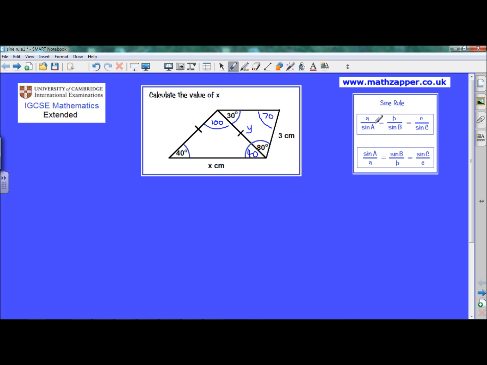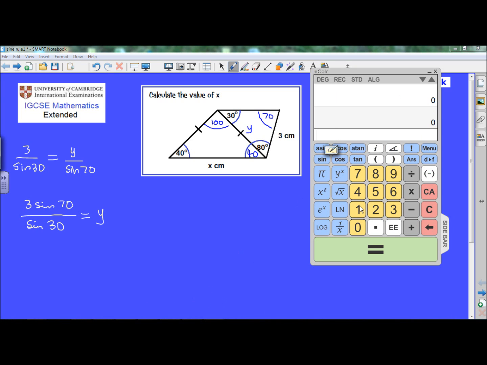We're going to use the sine rule at the top with the side divided by the sine of the opposite angle. So we'll start with 3 divided by sine 30 is equal to y divided by sine 70. Simple algebra, by multiplying through by sine 70 on both sides, we have 3 sine 70 divided by sine 30 is equal to y.